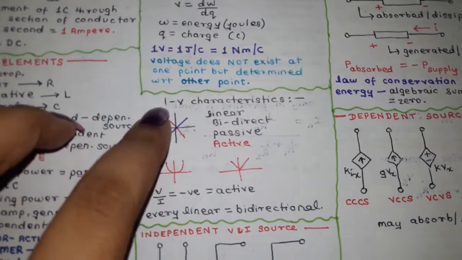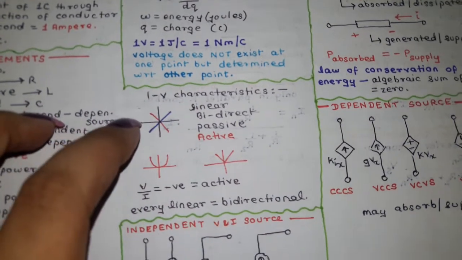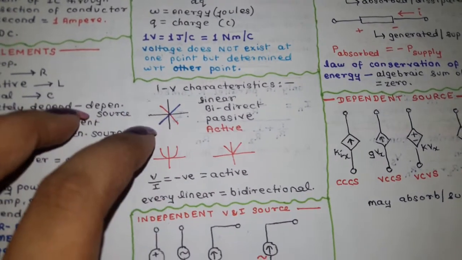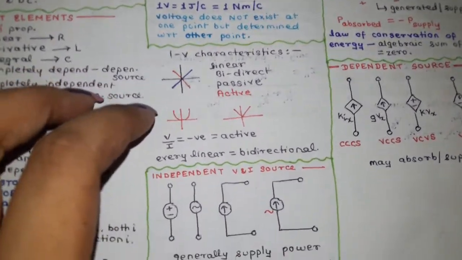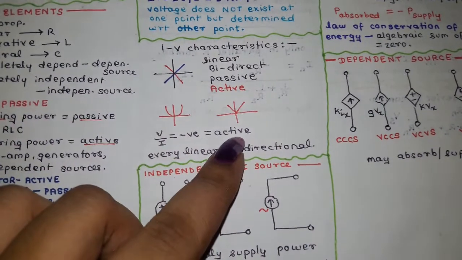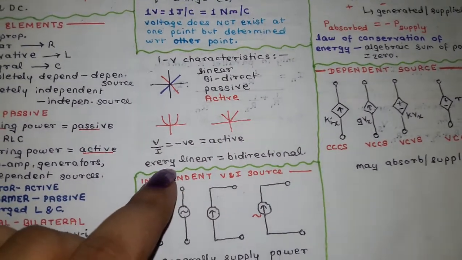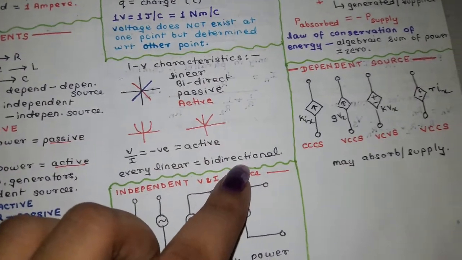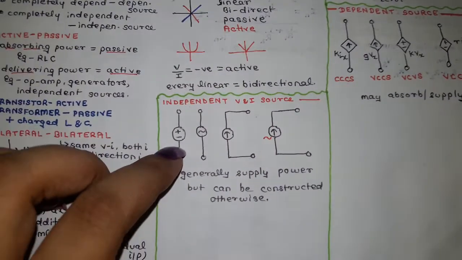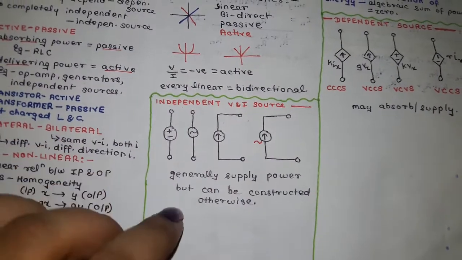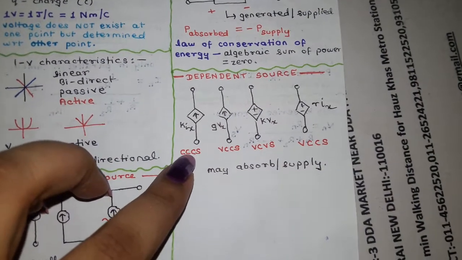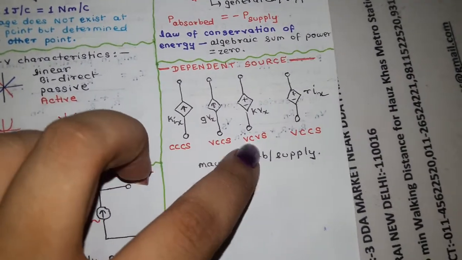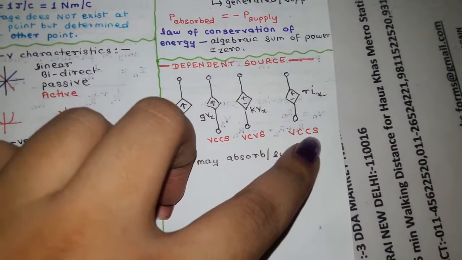Then we have VI characteristics. It is said that if in both quadrants it is the same, then it is bidirectional, and so on and so forth. And if V upon I is negative, then the element is active, otherwise it is passive. And if it is linear, it is bound to be bidirectional. Then we have independent V and I sources, and then we have dependent sources, that is current controlled current source, voltage controlled current source, voltage controlled voltage source, and current controlled voltage source. So these are things to be kept in mind, and this is all.